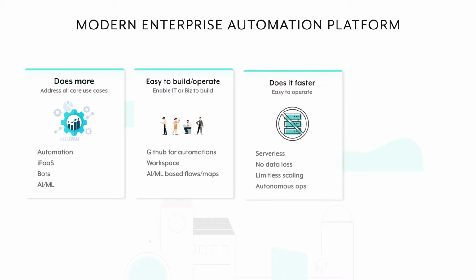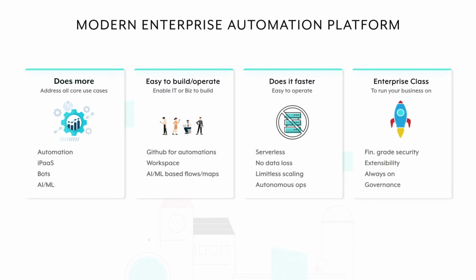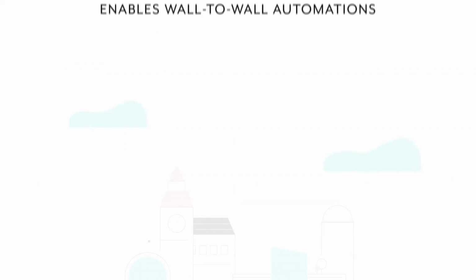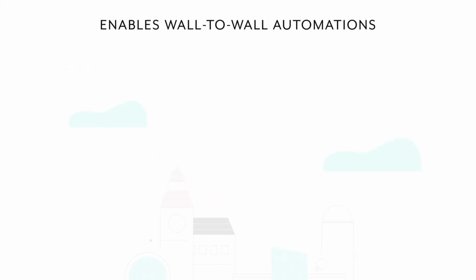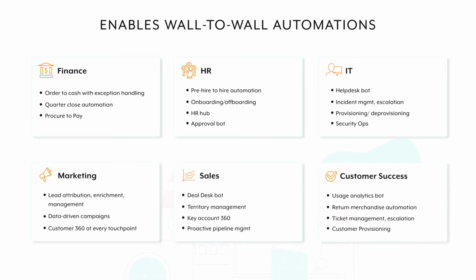Workato does automation faster, too. As a serverless platform, Workato allows you to scale automation without limits, while ensuring that there's no data loss in your operations and allows for autonomous operations. 77% of Workato customers go live with their first automation in 1 week. Lastly, Workato's enterprise-grade platform ensures that it will be able to meet the requirements of your business. Through Workato, you can automate your workflows regardless of your business functions, spanning across finance, HR, IT, marketing, sales and customer success, just to name a few.